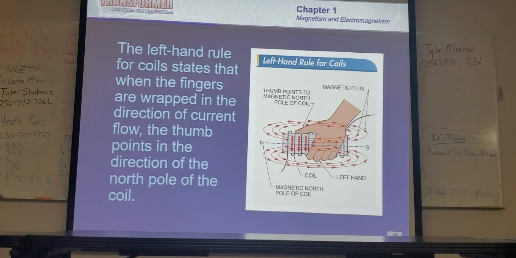These rules apply only to DC, as the changing polarities of AC reverse the direction of magnetic flux twice for every cycle.